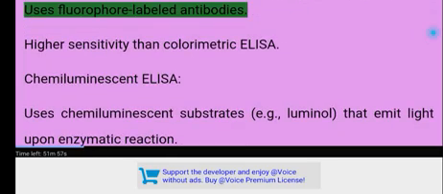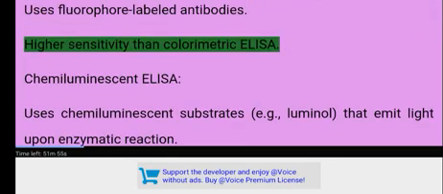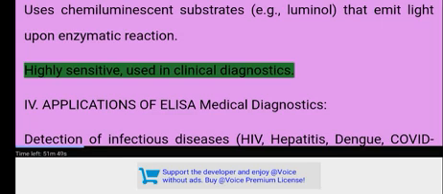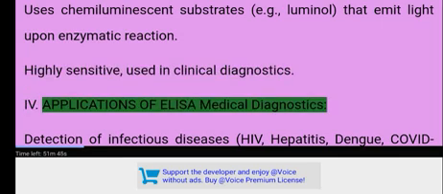Fluorescent ELISA. Uses fluorophore-labeled antibodies. Higher sensitivity than colorimetric ELISA. Chemiluminescent ELISA. Uses chemiluminescent substrates, e.g., luminol, that emit light upon enzymatic reaction. Highly sensitive, used in clinical diagnostics. IV. Applications of ELISA. Medical diagnostics.